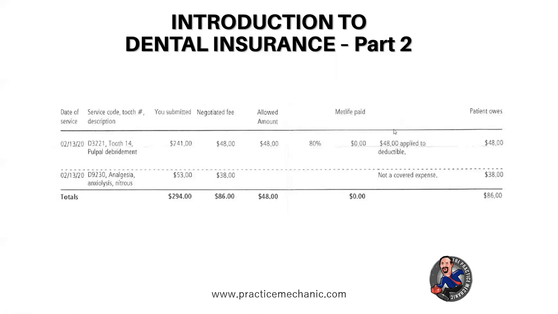So the next one here, this is a pretty simple one, but it brings us into my next few comments. So for this one, as you see, this is obviously a MetLife EOB. They paid the pulpal debridement as normal. Deductible was applied. It's a $48 allowed fee. They have a $50 deductible, 80% coverage, but the $50 deductible doesn't cover the $48 allowed fee. So the patient pays that in full.